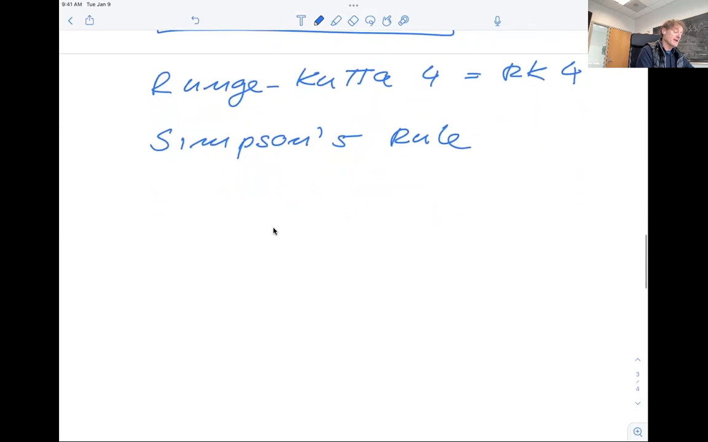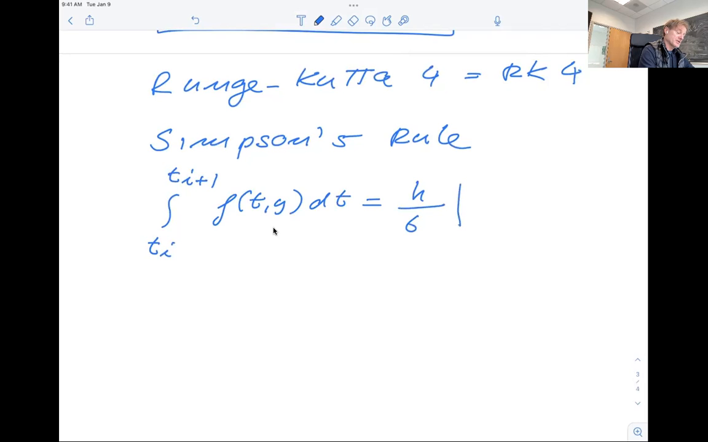And Simpson's rule states that we can approximate an integral from t_i to t_{i+1}, and we have the integrand here, f(t, y) dt. And this is approximated now with an integral which goes like h divided by 6. No, not h, sorry for that. There's a delta t here. That's nice, our step size, delta t.